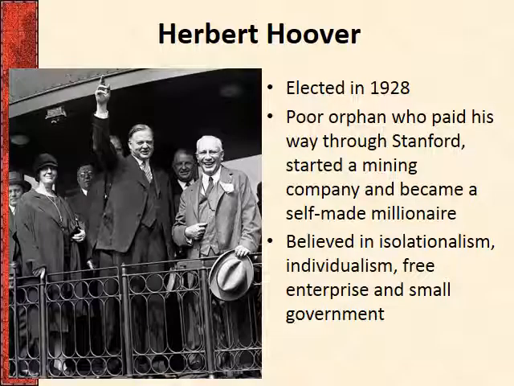and he becomes the president then in 1929. A little bit about the background of Herbert Hoover. He's got kind of a Carnegie-like story. He's a poor orphan. He's a child worker, child laborer, terrible conditions, working in the mining companies. Ends up paying his way through Stanford and starts his own mining company and becomes a self-made millionaire.